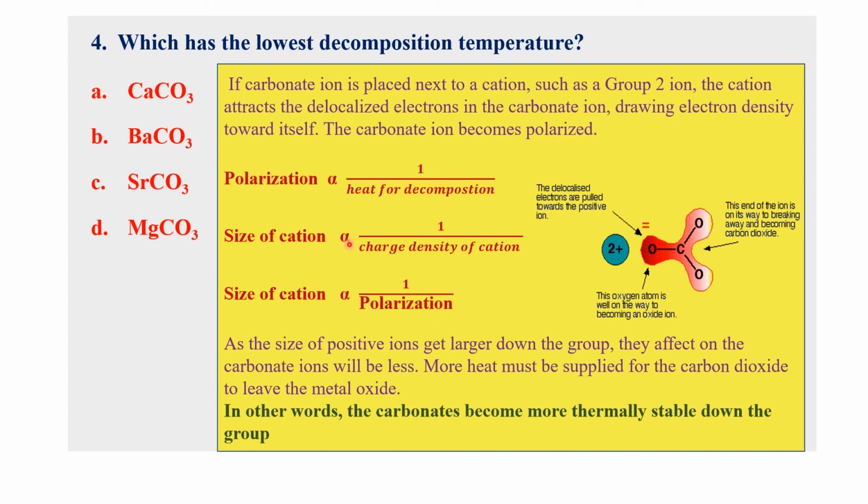Now, polarizability and heat of decomposition have an inverse relationship, which means as the size of the cation increases, it will decrease the polarizability, or we can say that more heat will be required for decomposition. Which means the top of the group will be the answer. So among these, magnesium ion will be at the top of the group, so magnesium carbonate is the correct answer. So the answer is D.